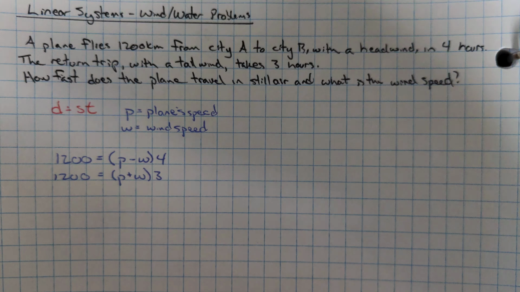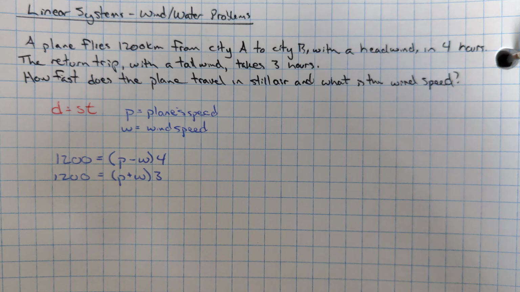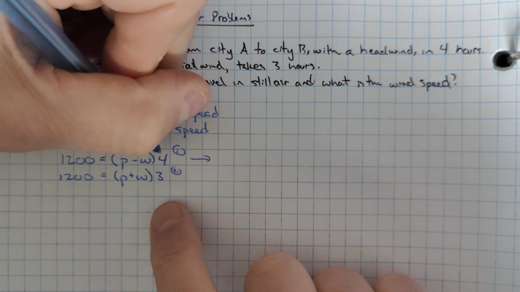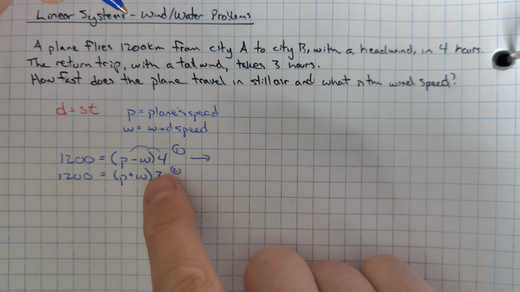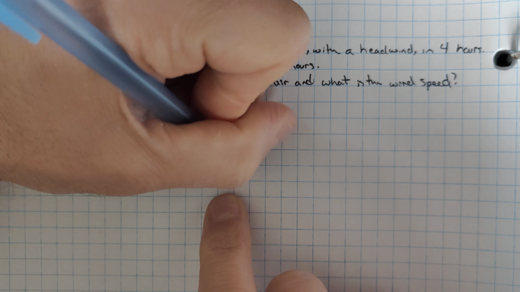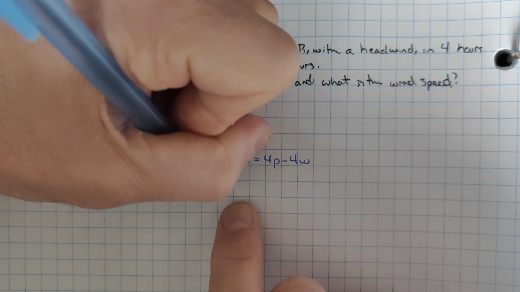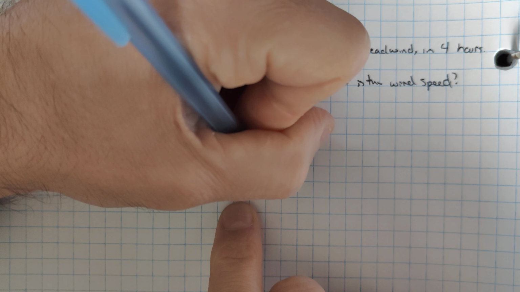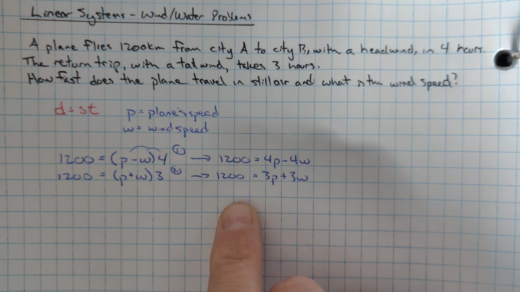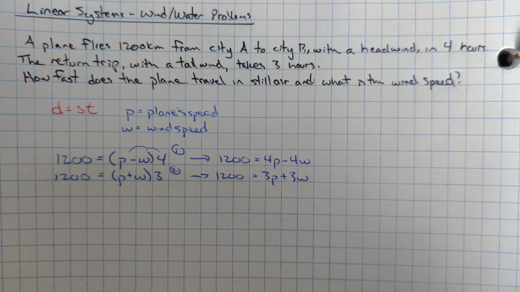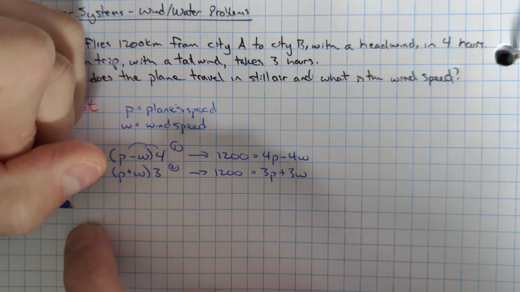So now we have our two equations to work with here, and we can just expand these out as an option. So let's expand these out, equation 1, equation 2. We'll just multiply both values inside the brackets by the 4 and then subsequently by the 3. So 1,200 equals 4P minus 4W. And in equation 2, we have 1,200 equals 3P plus 3W. And now that we have two equations, we can use either substitution or elimination to solve this. I'm going to use a substitution method for this one, just for an example.